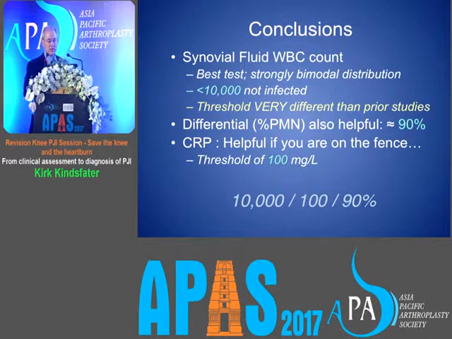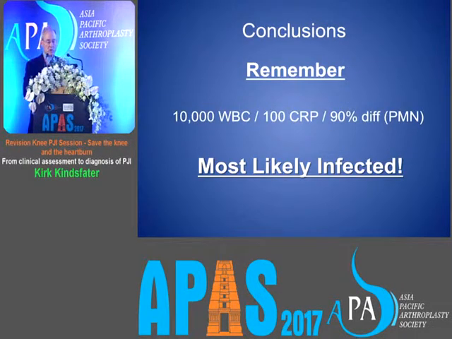The best test is the synovial fluid white blood cell count. If it's less than 10,000, probably not infected. Differential, again, 90%. CRP is helpful if you're on the fence with a threshold of about 100. So those numbers are easy to remember. 10,000 white blood cells, around 100 on the CRP, 90% on your differential, most likely infected if you're above that.